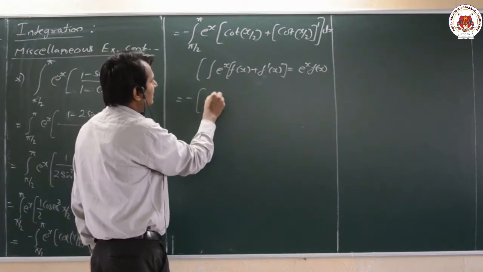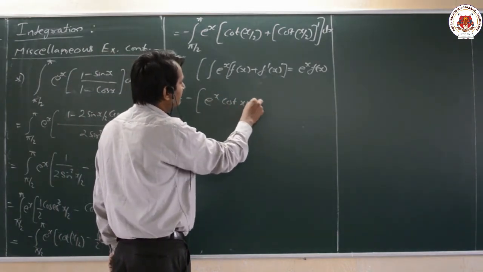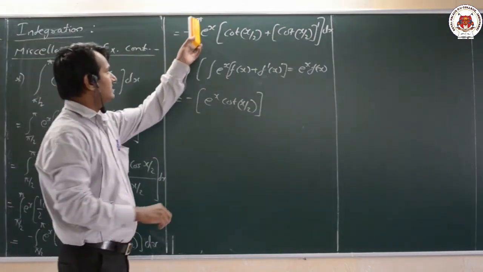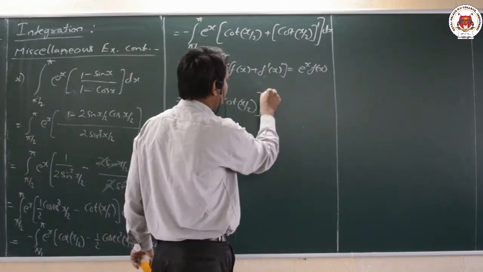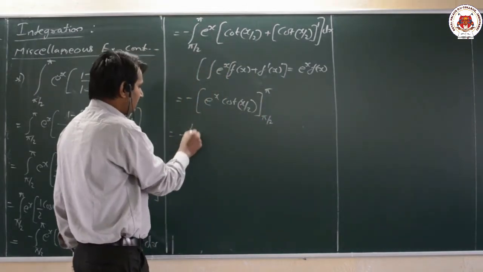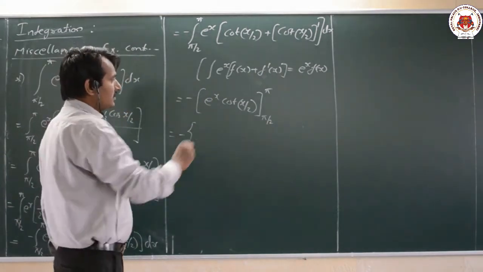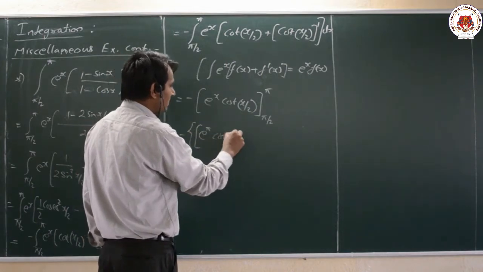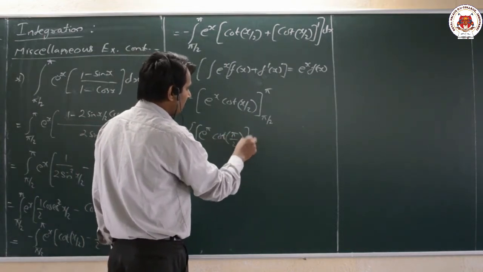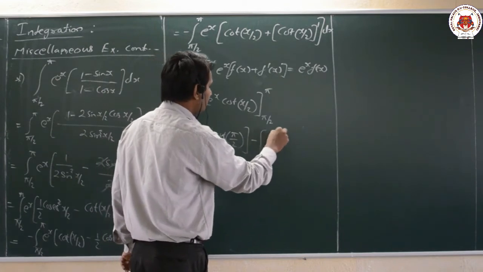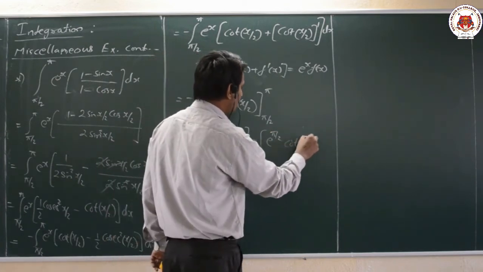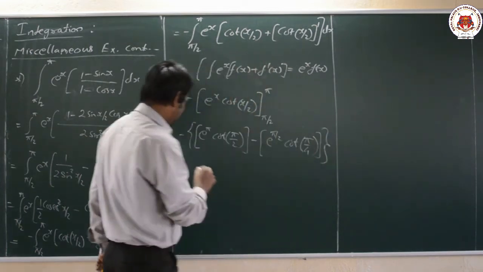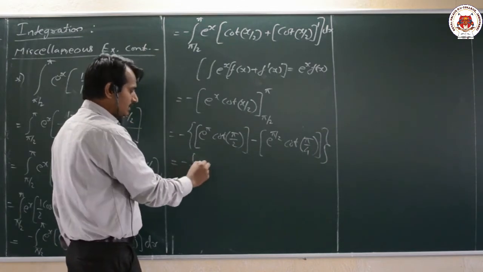That is nothing but e raised to x into cot of x by 2. Now, the minus sign we are having. Now we will substitute the limits, pi by 2 to pi, which is equal to minus of, okay students, now I will substitute the upper limit: e raised to pi, then cot of pi by 2. Upper limit minus lower limit means e raised to pi by 2, cot of pi by 4.